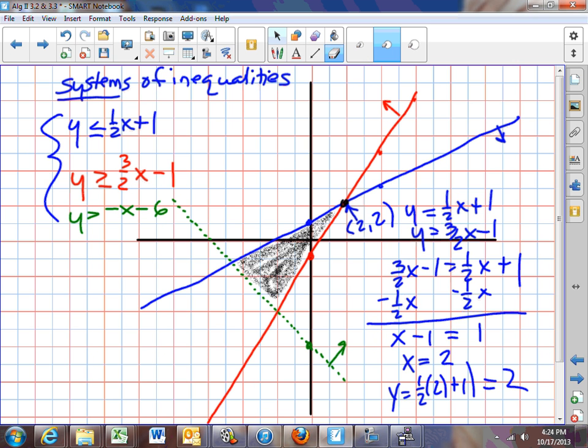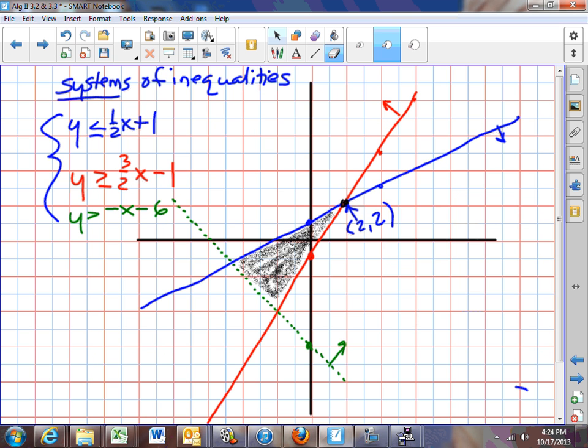Now, we want to know the intersection between the blue and the red line. We have that. How about the red and the green line? The red and the green line would be the system y equals 3/2 x minus 1 and y equals negative x minus 6. And once again, we can use substitution here because of the way they're written.